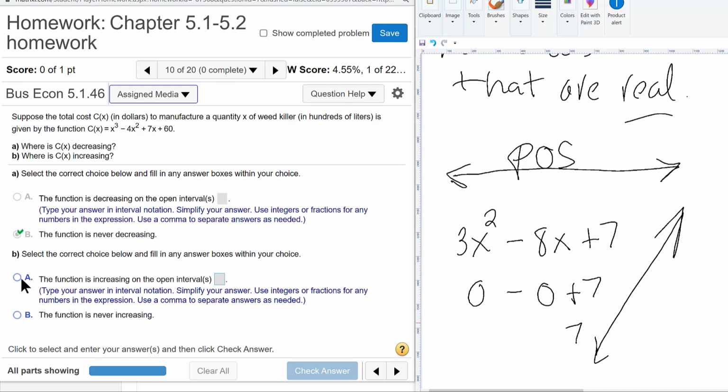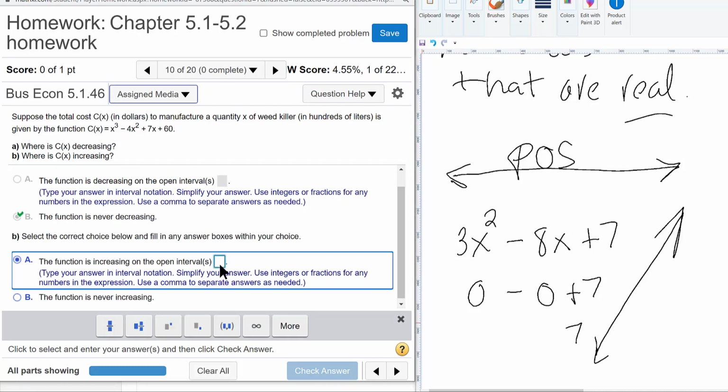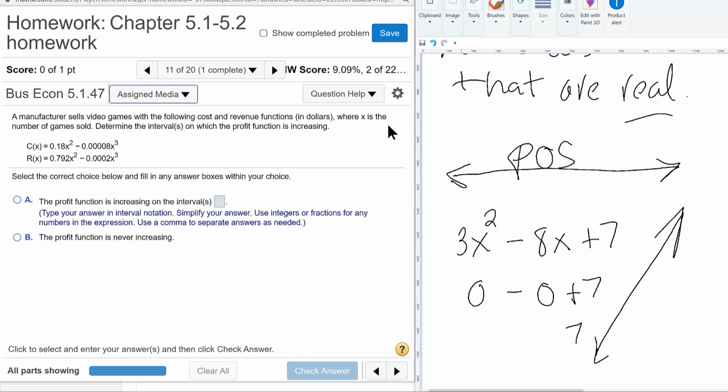So where is it increasing? Well, it's increasing for all values of x. So from negative infinity to positive infinity.